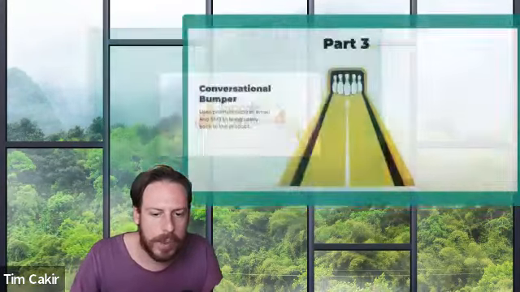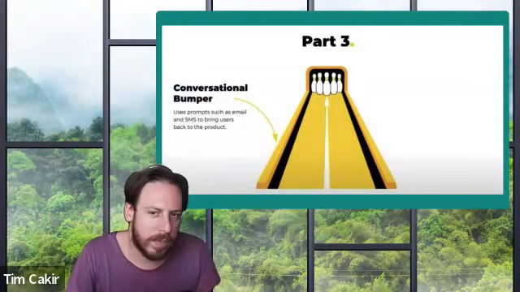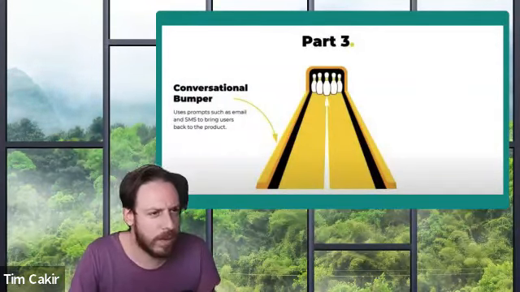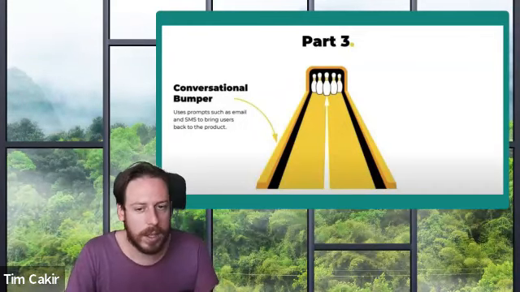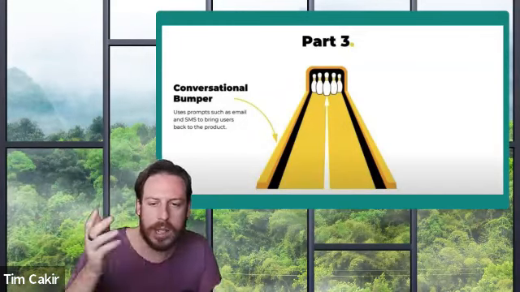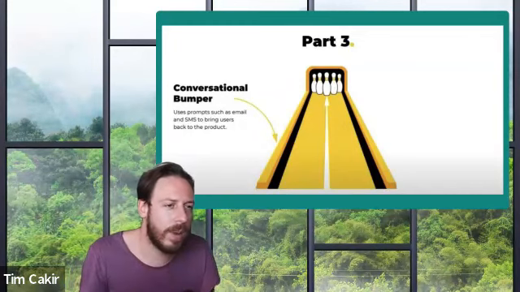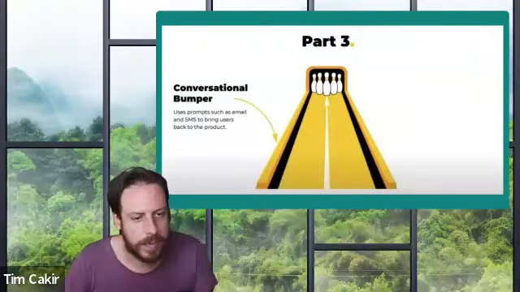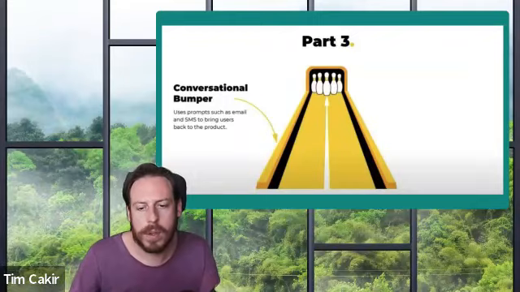Cool. So part 3 is also the conversational bumper. It uses prompts such as email and SMS to bring users back to the product. This is the Intercom stuff. If I've signed up and not used it: "Hey, have you tried the new feature? Have you tried to send a message on Slack to your friend?" If you haven't done that, we know you didn't get the value. So we're going to prompt you and push you to do that action. And that's really good product-led growth marketing.